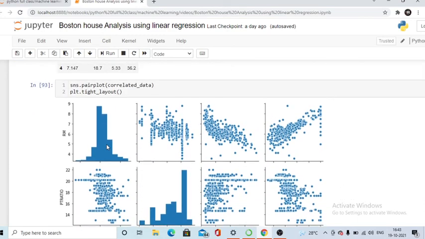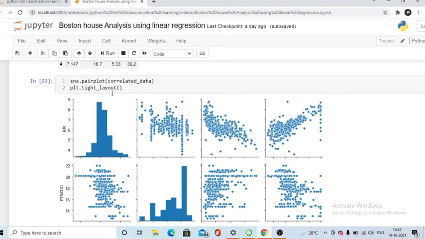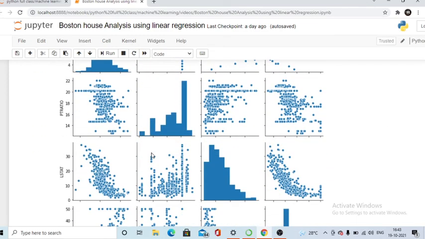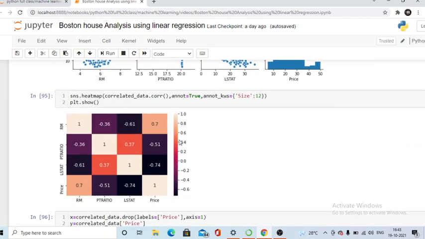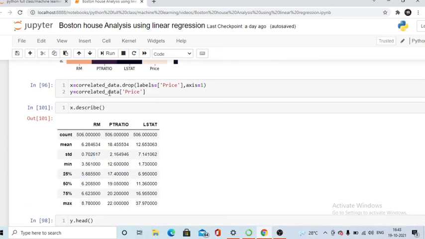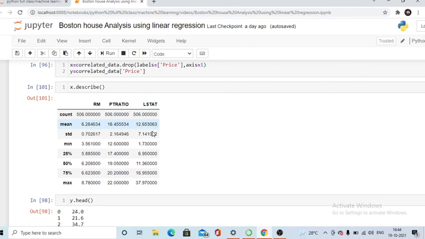And with respect to those selected features, we are going to plot our pair plot. This is my pair plot, and this is my correlation matrix for the selection of my features like LSTAT, PT ratio, RM. And then we are getting the correlated data dot drop. Now I need to do the testing and training. For that, I am going to make my data in two forms, X and Y. In X I will keep only the feature part, and in Y I will keep the price part. So this is my RM, PT ratio, LSTAT.